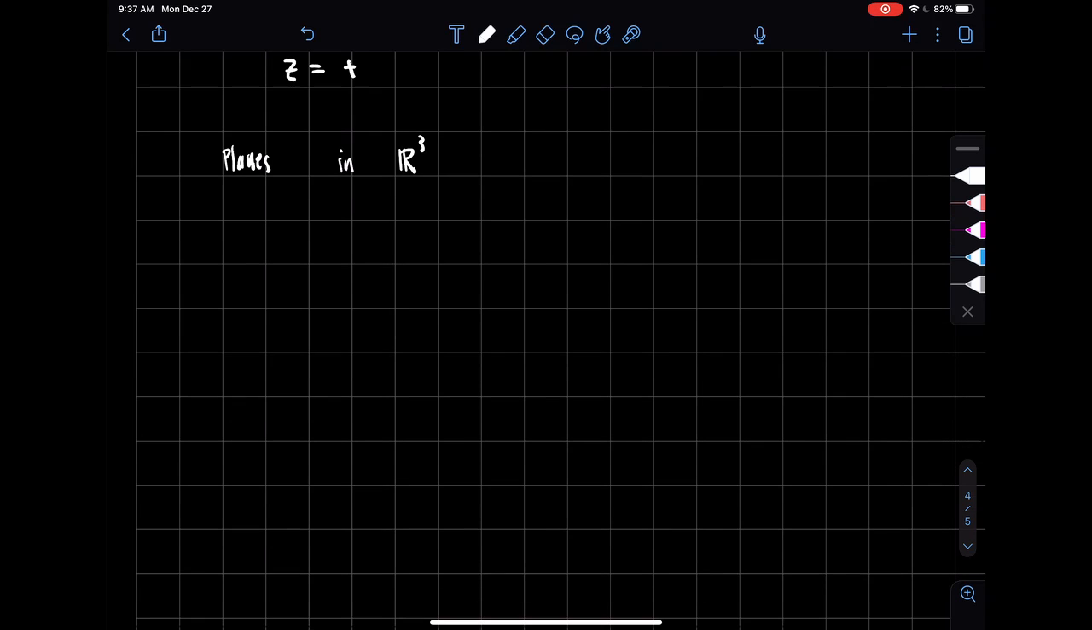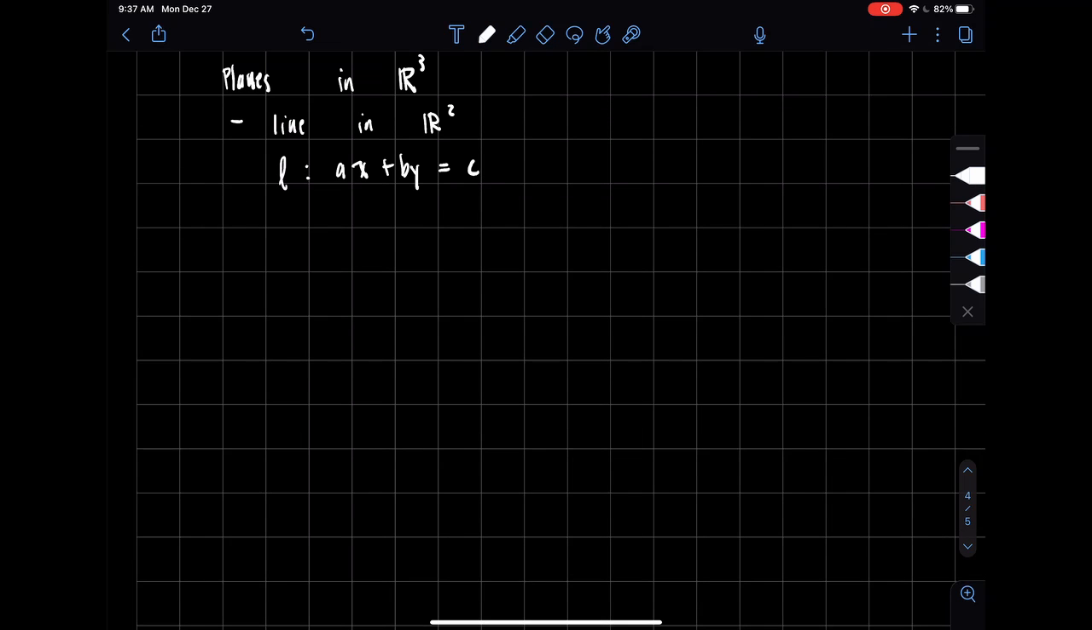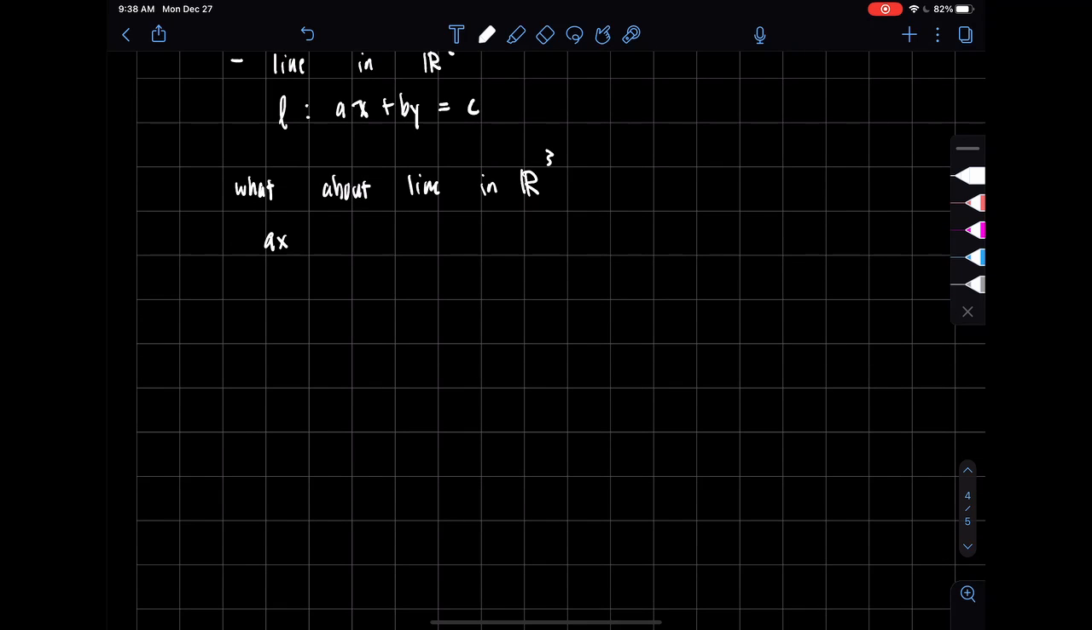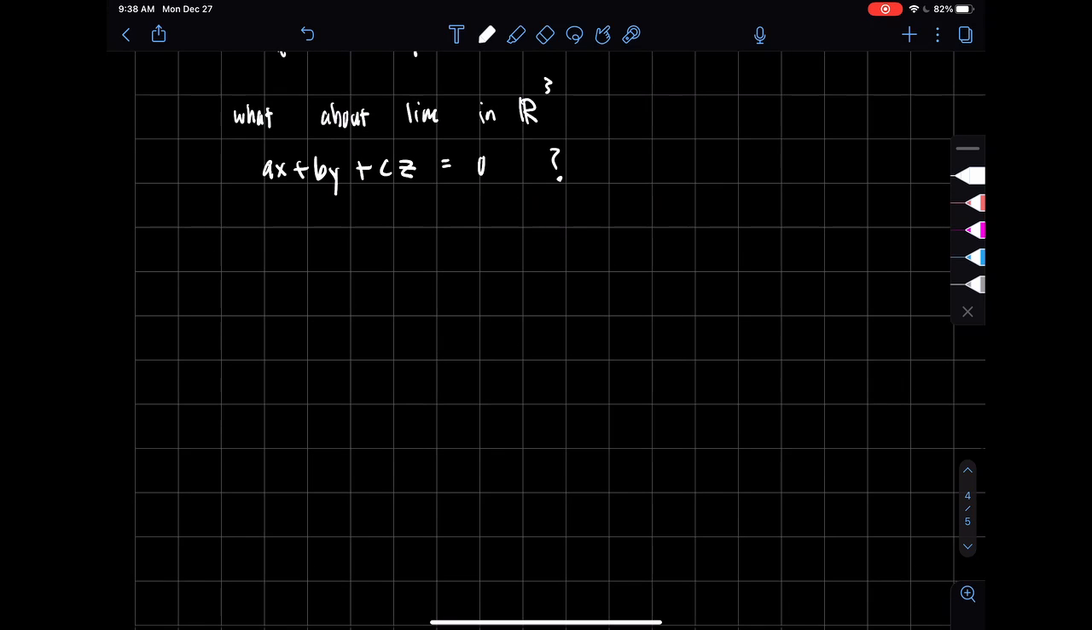So now we will be considering planes in subspace R3. We know that a line in R2 is represented by ax plus by equals c. So what about if we consider a line in R3? Would ax plus by plus cz equals 0 represent a line in R3?